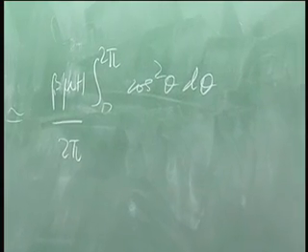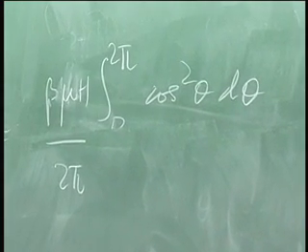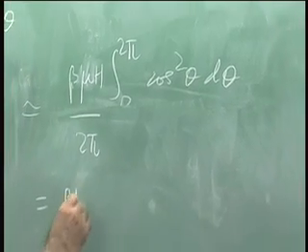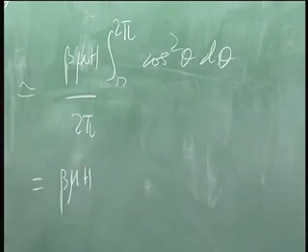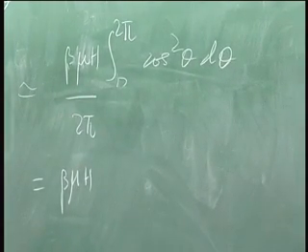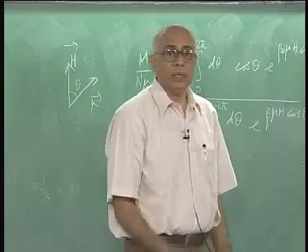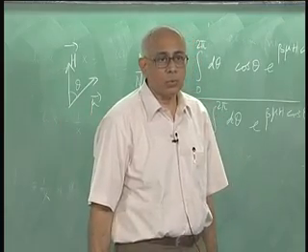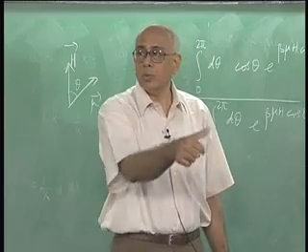Now what is this integral equal to? This is equal to beta mu h, and I write this cos squared theta as 1 plus cos 2 theta divided by 2, and the cos 2 theta part will just vanish of course, and you just get a 2 in the denominator, but you also get a 2 pi.